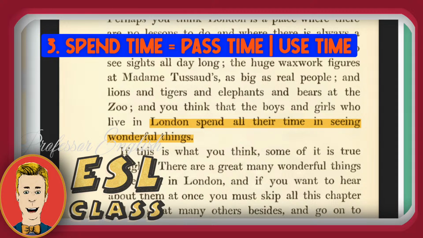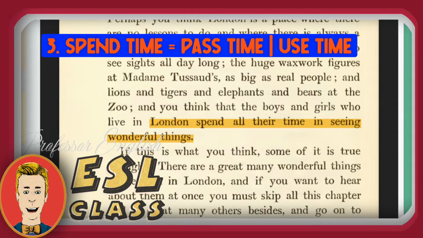Let's try another example using spend time. The boys and girls of London spend their time at the zoo. How will you make a yes/no question with that sentence? Let's say they, not the boys and girls of London. Do they spend their time at the zoo?